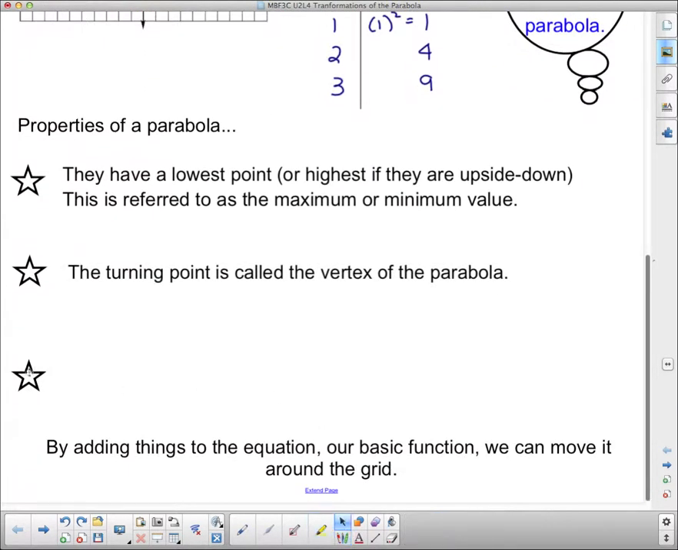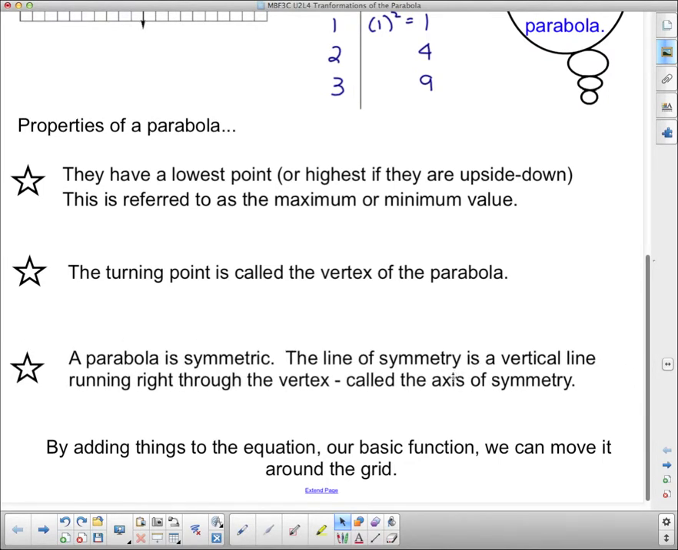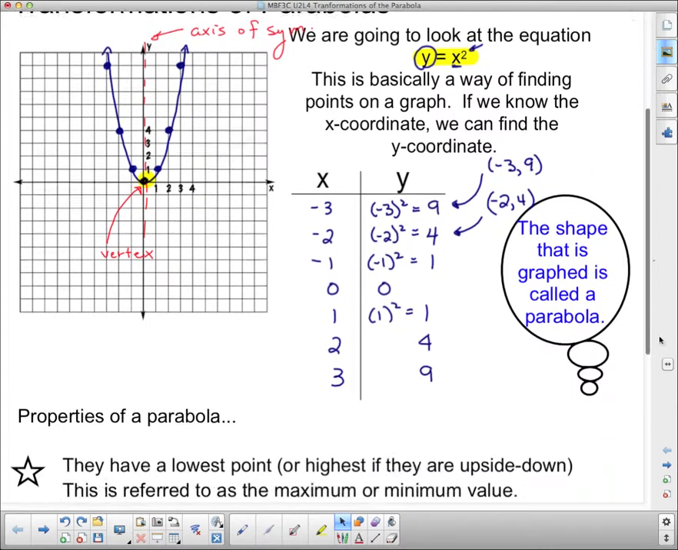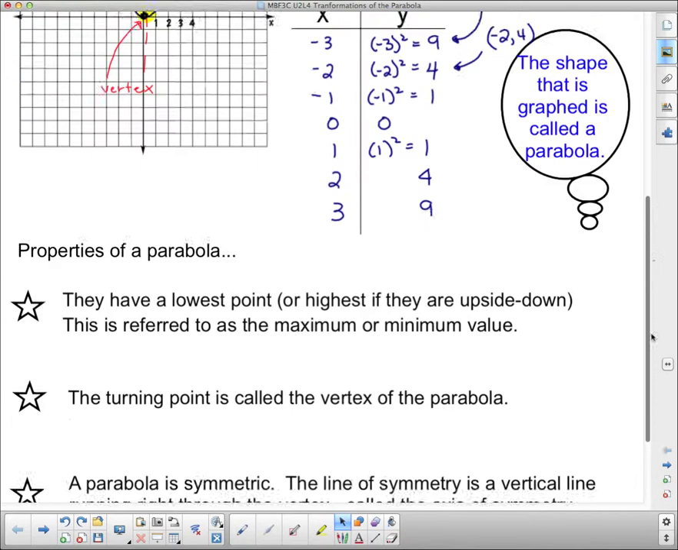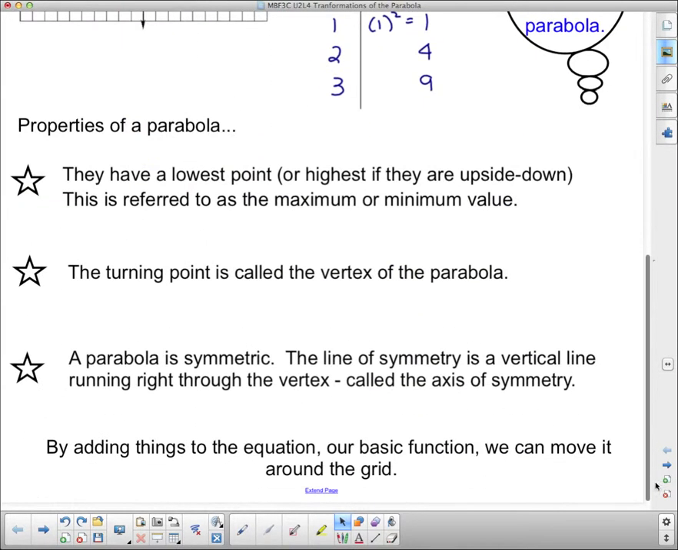And the last point that we're going to have on here is that a parabola is symmetric. The line of symmetry is a vertical line running through the vertex called the axis of symmetry. We already talked about that, and we talked about it in the last video too, so we're just recapping that. Now, by adding things to the equation, our basic function, we can move it around the grid. So this was our basic function, y equals x squared. So we're going to look at moving it around the grid.